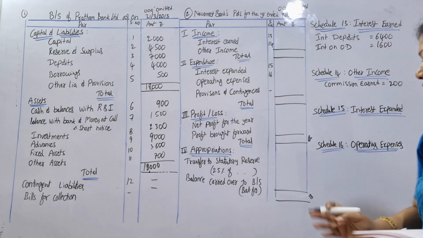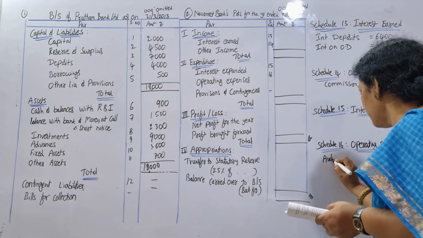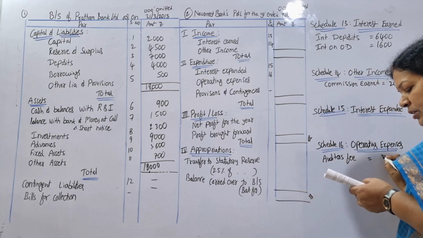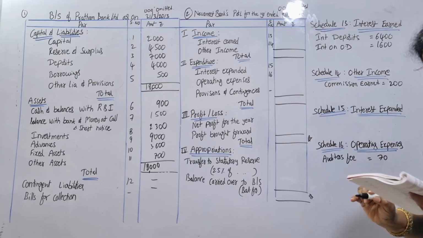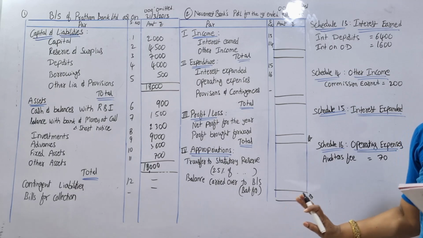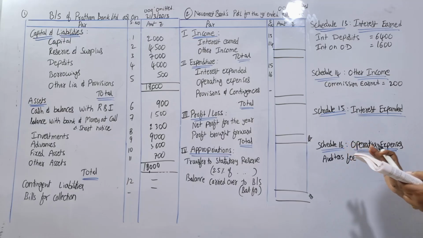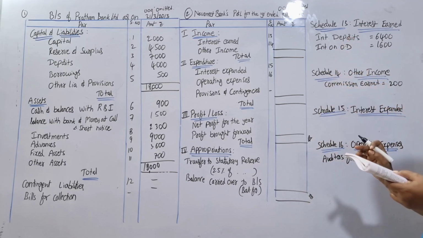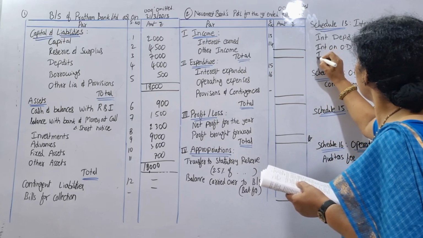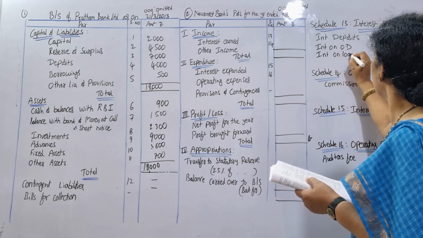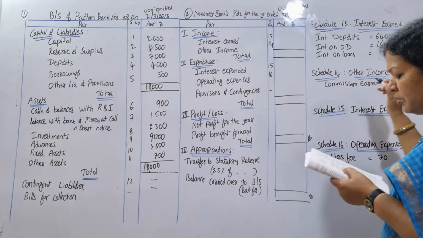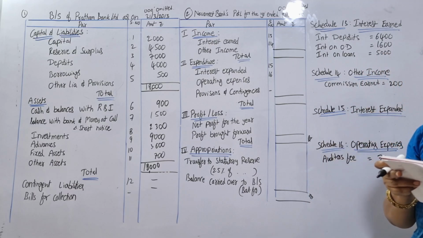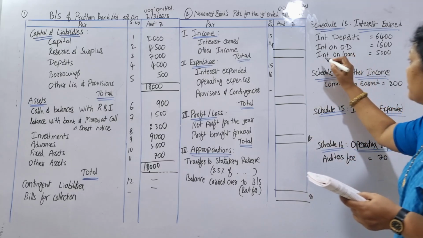Next, auditor fee is operating expenses. It is 70. Next, bad debts written off. Bad debts written off, we don't take it here. Okay. And interest on loans. Interest on loans means when you are giving a loan, on that you are getting interest. That is schedule number 13. How much is it? 5,000. Next, discount on bills. Discount on bills is also schedule number 13.